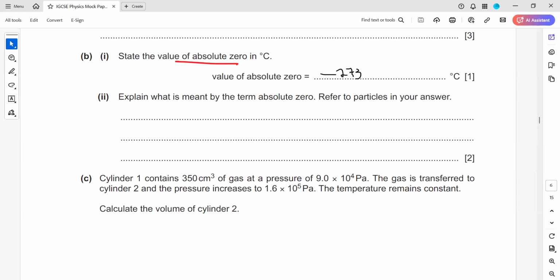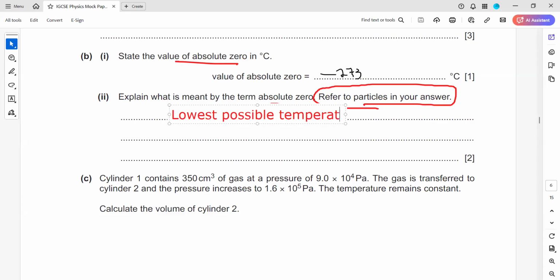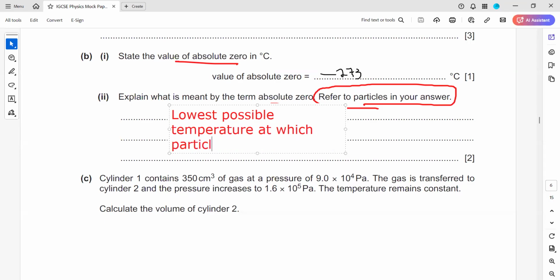If you write minus 273.15, that's correct as well. Explain what is meant by the term absolute zero and refer to the particles in your answer. So absolute zero refers to the lowest possible temperature, or the temperature at which the particles have minimum kinetic energy. So it's the lowest possible temperature, and the temperature at which the particles have the minimum kinetic energy is known as the absolute temperature.